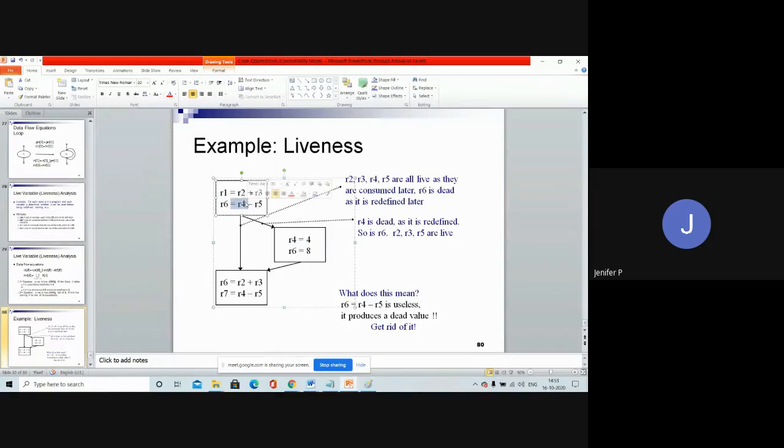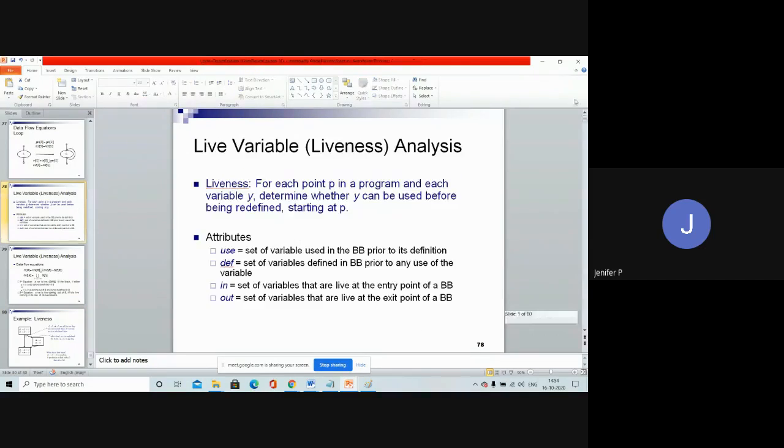So R4 will be live up to this point. Then R2, R3 and R5 will be live for the whole thing. So that is said to be liveness. Where a variable is defined at one place, until it is redefined, that is said to be live. That is liveness analysis. Okay, I think we have seen all the concepts, the pending concepts that the ma'am said.